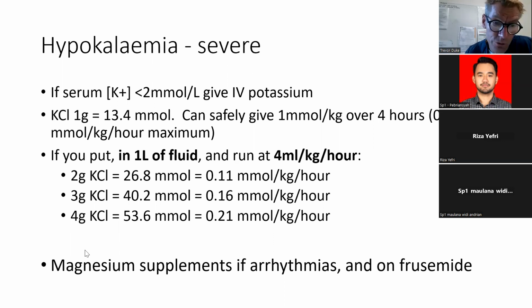I also think it's useful to make, if potassium's low, then usually magnesium will be low, especially if the patient's on furosemide, and you need to replace the magnesium as well. And you can do that either orally or you can give it intravenously. If you give magnesium intravenously, then do it slowly, because sometimes it causes vasodilatation and hypotension.